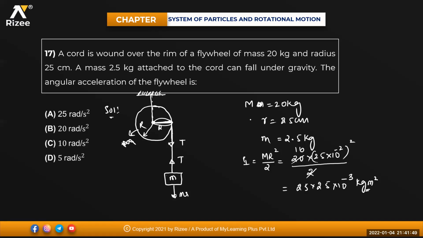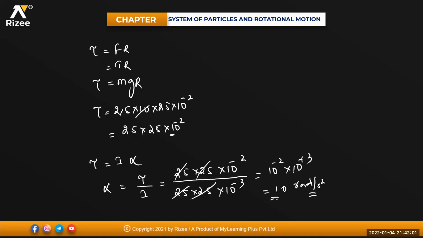Small r means capital R. This capital R is also given for me, 25 centimeter. Mass of this block is given 2.5. So this is your mg. So tension is balancing your mg. So I calculated the moment of inertia. Then I calculated the torque acting on that body, and I know the formula tau is equal to I into alpha. So from that one, alpha is equal to tau by I.